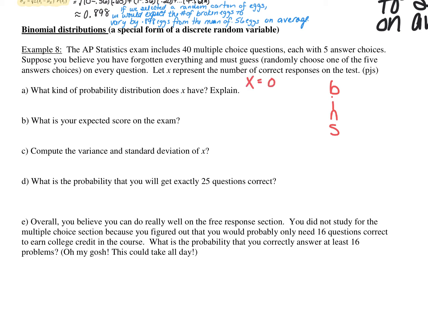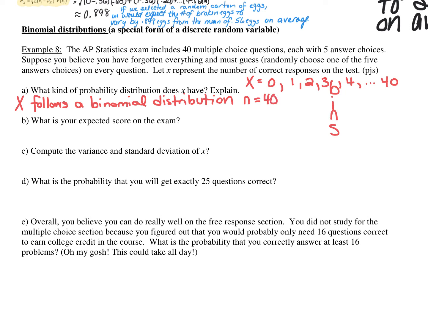So X could equal, you could have 0 correct, 1 correct, 2 correct, 3 correct, 4 correct, all the way up to 40. So we have a fixed number of trials. So X follows a binomial distribution, and you always want to state your parameters. And if you forget what parameters you need, you take a look at your formula sheet, and it tells you that N and P are your 2 parameters. So N is equal to 40 trials, and P would be the probability of guessing correctly. So the 1 out of 5 chance or 0.2.